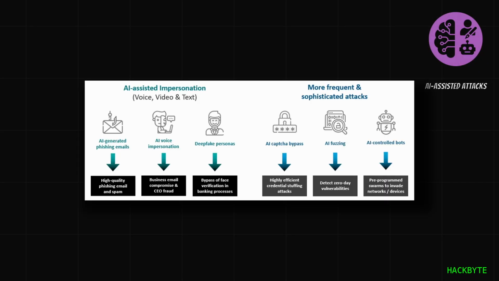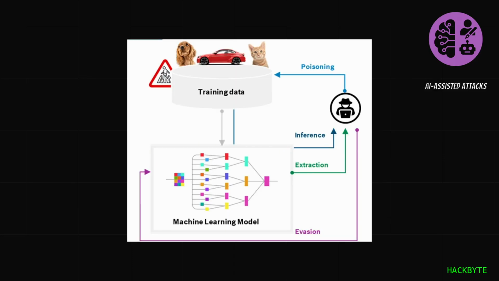AI assisted attacks use machine learning and generative models to automate reconnaissance, craft highly personalized phishing, or generate deepfakes at scale, increasing both speed and believability. For example, attackers have used AI to write convincing spear phishing messages tailored to a target's social media activity.